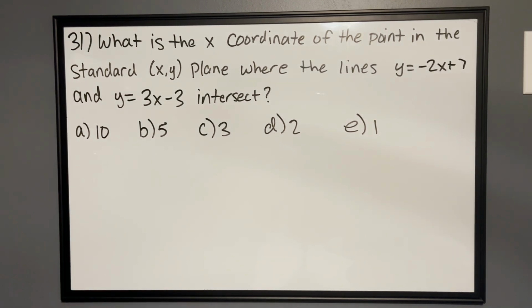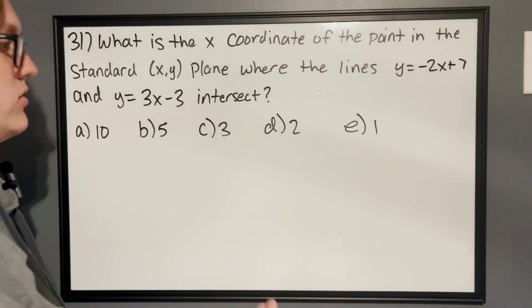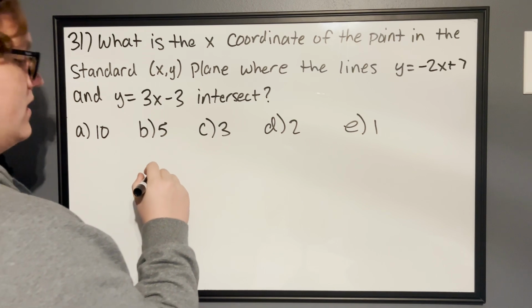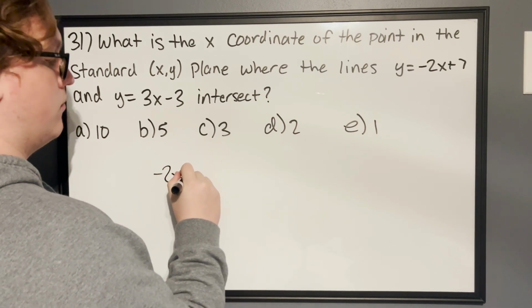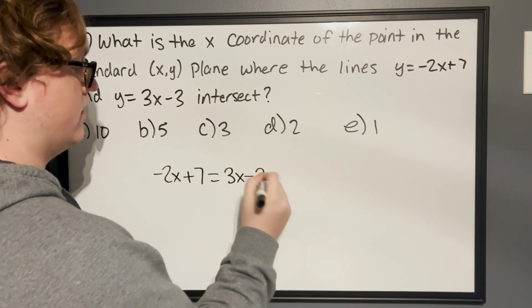So all we need to do here is realize that if they're intersecting, that means that the lines are equal to each other at that point. So we just need to set these equal to each other and solve for x, and it will give us our x coordinate. So we have negative 2x plus 7 is equal to 3x minus 3.